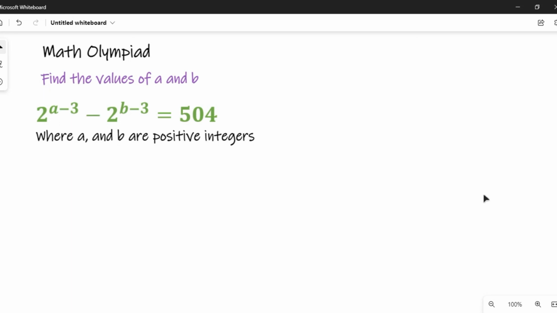Find the values of a and b in the equation 2 raised to the power a minus 3 minus 2 raised to the power b minus 3 equal to 504, where a and b are positive integers.